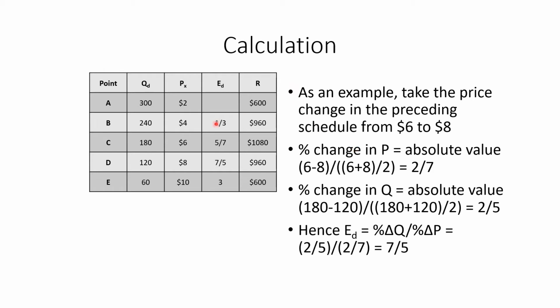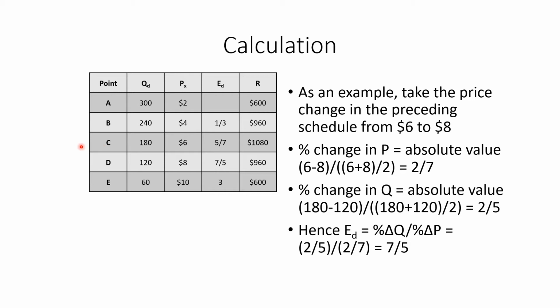So there will be a quantity change if there's a price change. So we always take the absolute value. We can't have a negative number. There is no such thing. So you take the change from $6 to $8, which is $2, and then take the midpoint between them. The midpoint between $6 and $8 is $7. So 2 over 7, 2/7. Now for the percentage change in quantity, that is concurrent, that is antecedent to the price change.